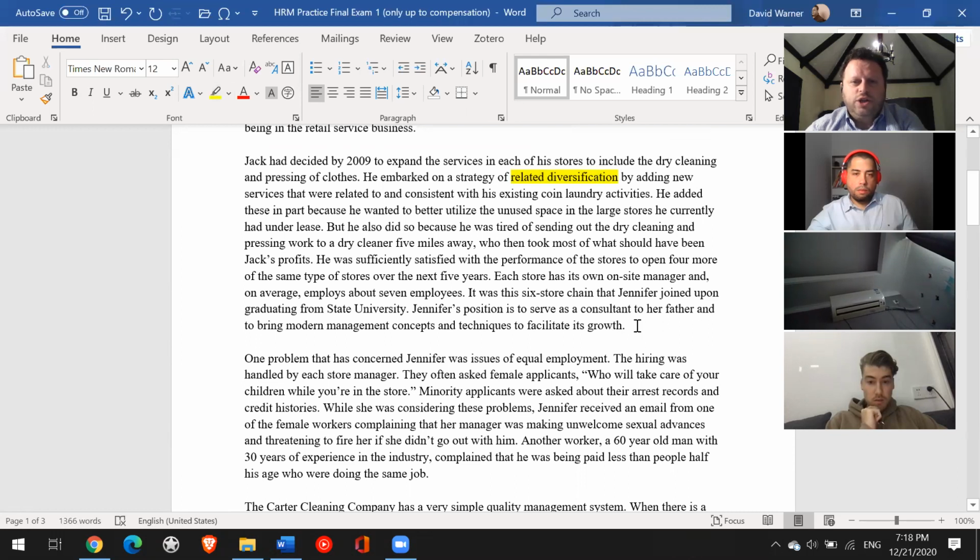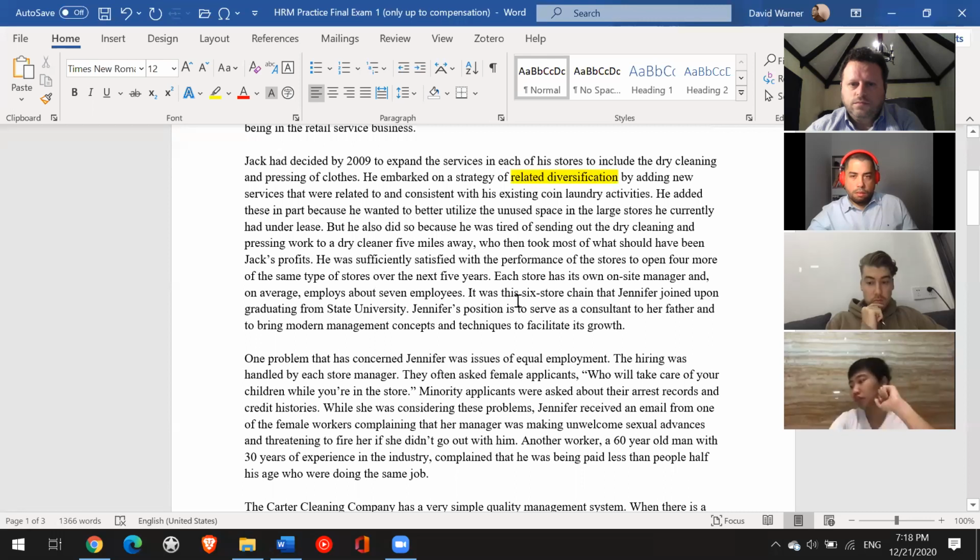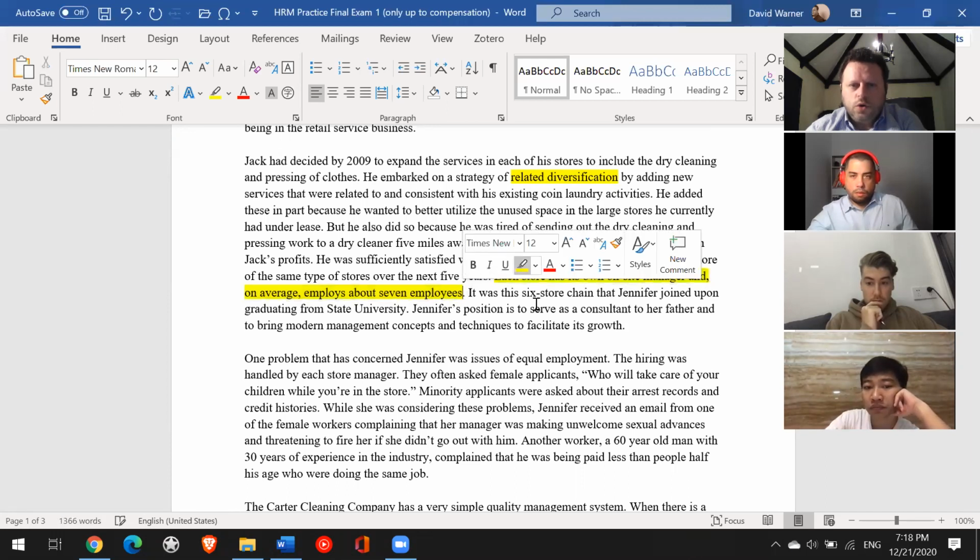Okay, so some ideas here. Related diversification. We talked about this when we talked about strategic HRM. I don't really think you need to talk about this, but it is something we learned. I don't know, does anybody remember what this means, diversification? Isn't it when you partner up with another business that's either related to your industry or unrelated? Sure. That is pretty much what it means.